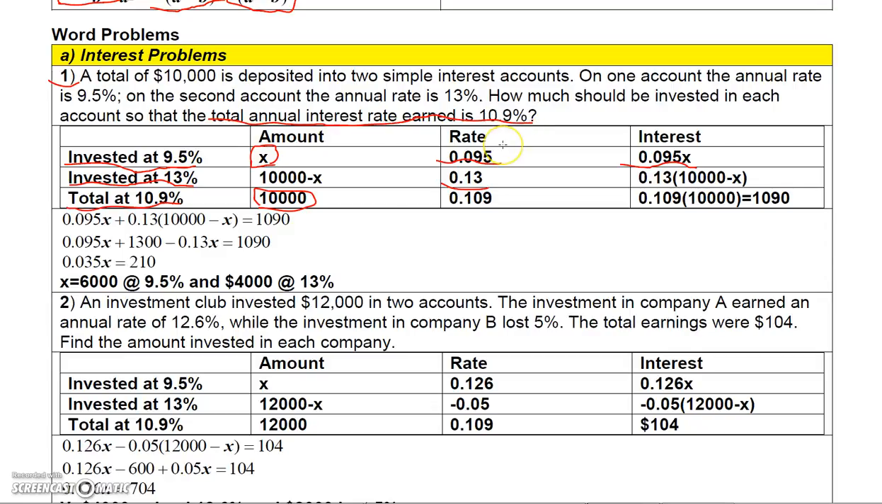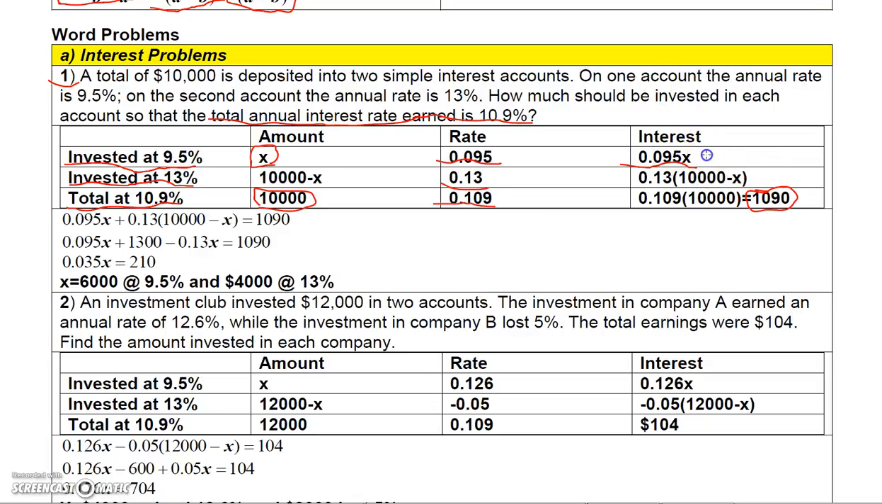Now, we want the total interest earned to be 10.9%. Well, that means 10.9% of the total invested. So the total invested is $10,000. And if I take 10.9% of $10,000, I get 1,090. All I have to do is multiply it by 0.109. So I know the total interest earned must be $1,090.